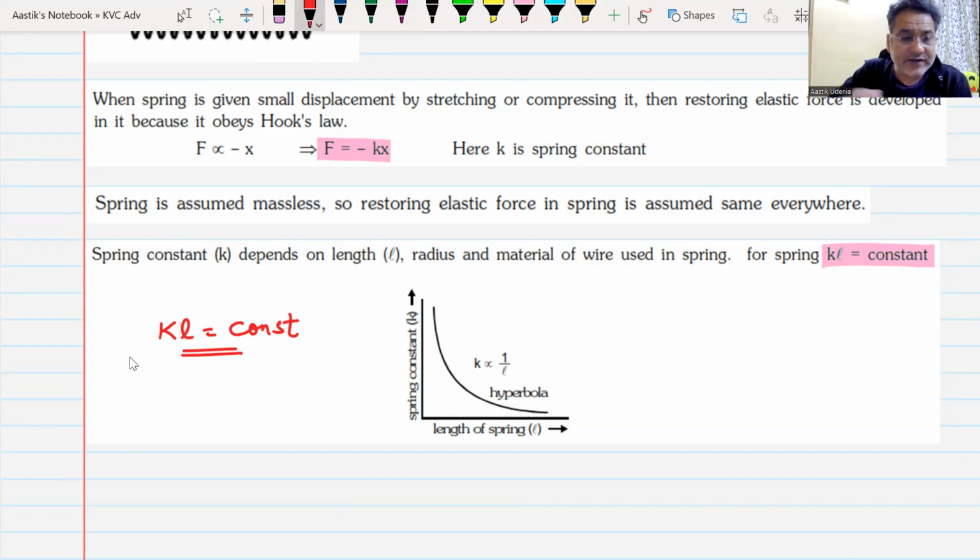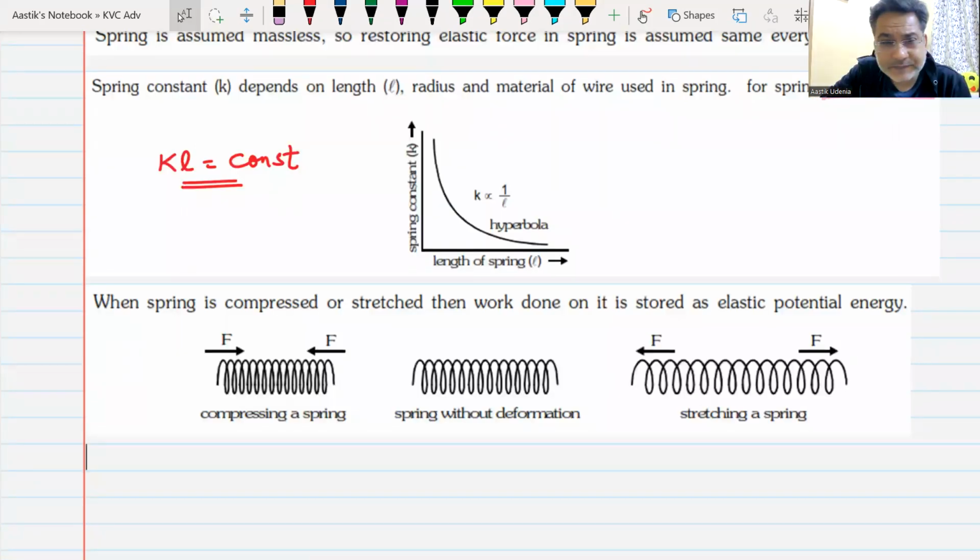Whenever the spring is compressed or stretched, work is done to compress it or stretch it. That energy is stored in the form of spring potential energy, and we know that spring potential energy is half kx square. Yes or no? Yes, sir. We have already done this. So it is exactly the same as what we were studying in simple harmonic motion. This spring potential energy is exactly same as the potential energy in a simple harmonic motion.